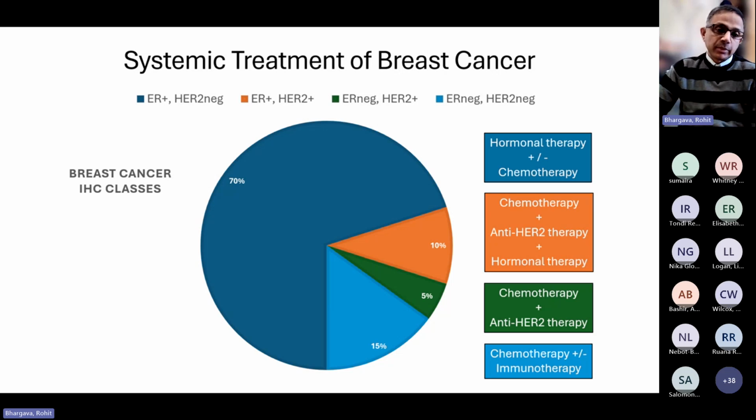But as you notice in this pie chart, the majority of the tumors are actually ER positive and HER2 negative, 70%. And almost everyone is offered hormonal therapy. But a very small percentage of these patients, ER positive, HER2 negative, will benefit from chemotherapy. And that's really the crux of this talk and the dilemma in medical oncology as to who these patients are, how can we identify them better.